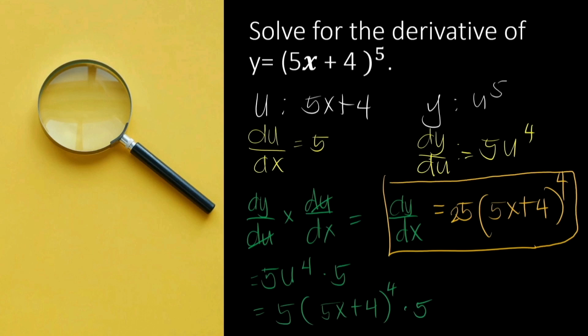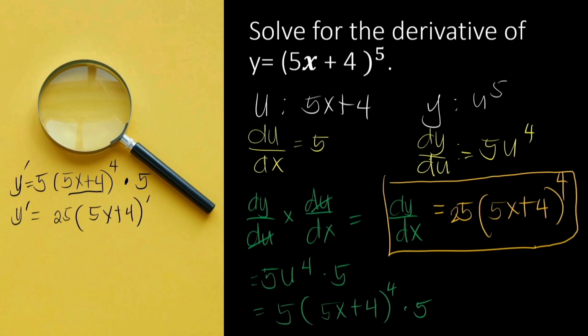But sometimes there is a shortcut, so we no longer set u and y. Since our function has an exponent, we can use the power rule. So it becomes 5x plus 4 raised to 5 minus 1, which is 4. And since the inside is differentiable, we just multiply by the derivative of the inside, which is 5. So our y prime, or dy dx, is the same as this. Same answer, just so the solution isn't long.